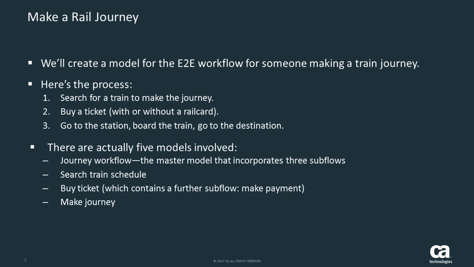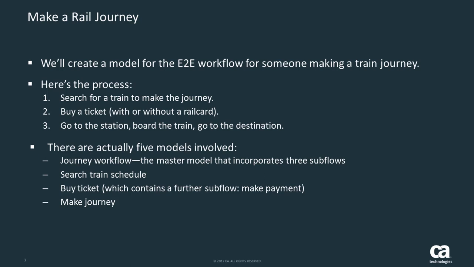Now, I want to demonstrate the tool, but just let me explain the model that I'm going to create for you and show how it works. This is going to be a model of a workflow for someone taking a train journey. And essentially, the process is you search for a train to go from A to B. You buy your ticket, maybe with a rail card, maybe not. And then at some point you go to the station, board the train, go to your destination.